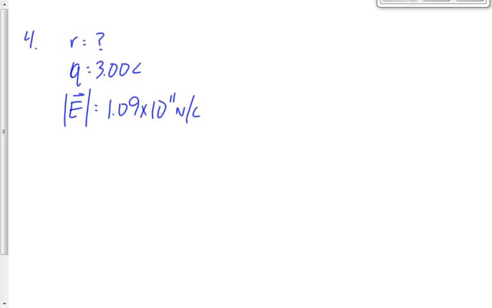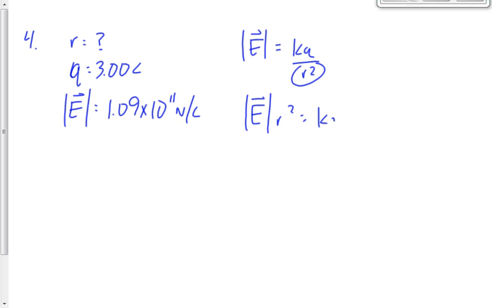You can't experience something if you're not there. The charge isn't at this spot, so it can't be an experiencer. That's the producer. So let's just take the equation, E equals kQ over r squared, and solve for r. The r squared is going to multiply, Q is going to divide, and how do we undo the square? So r is equal to the square root of kQ over E.